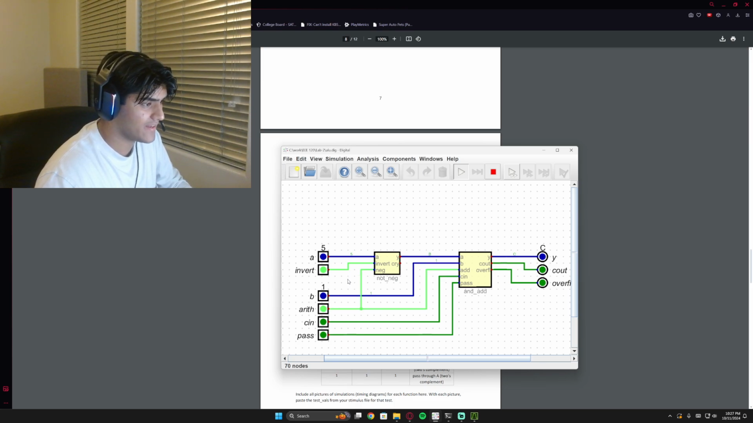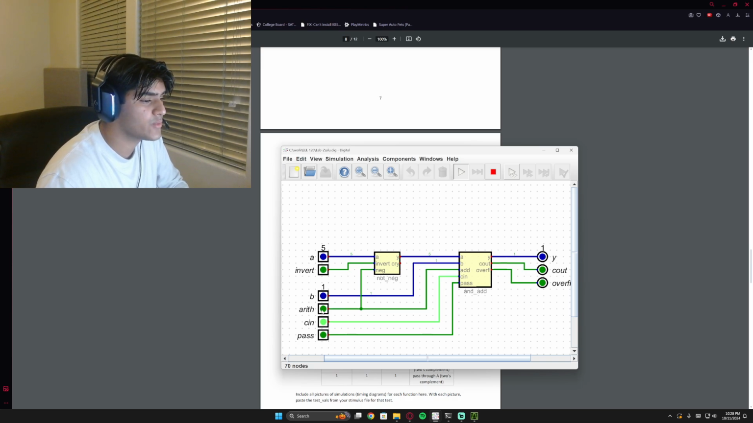And if we were to add, in this case, 5 plus 1, and we did the arithmetic, when we did the invert, it becomes the negative. So it would be B plus 1 is C. And if we were to do pass-through with everything else closed, we would just get A, as we did before. So A is 5, so the output would be 5.